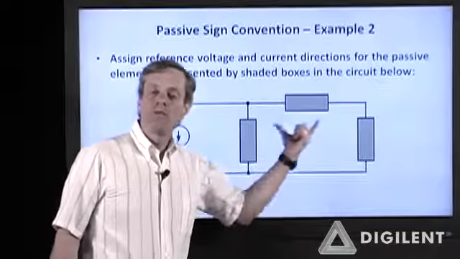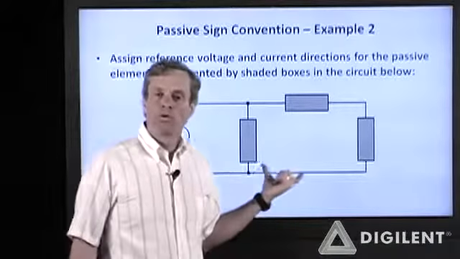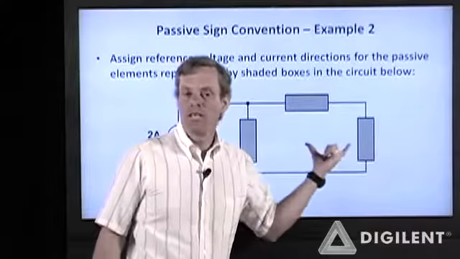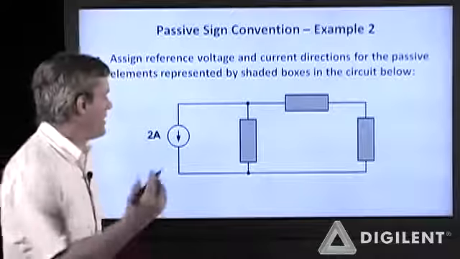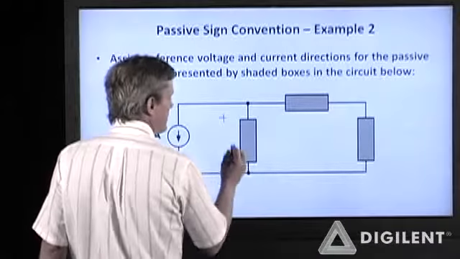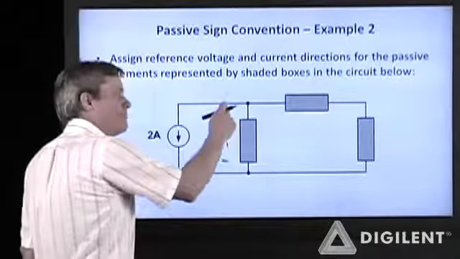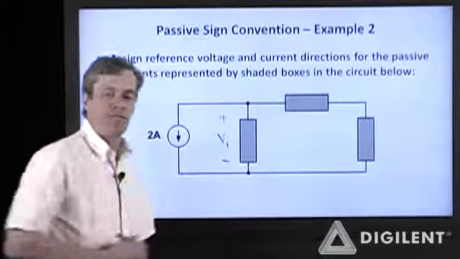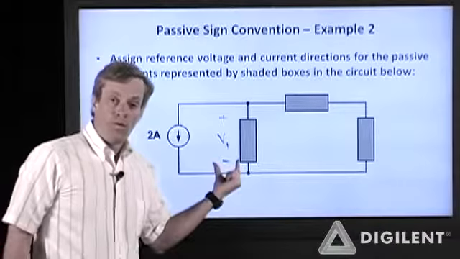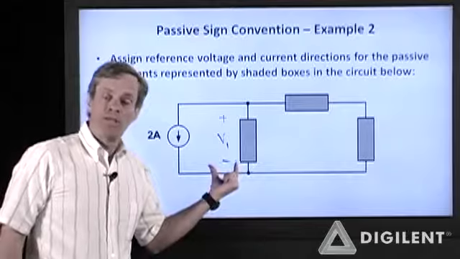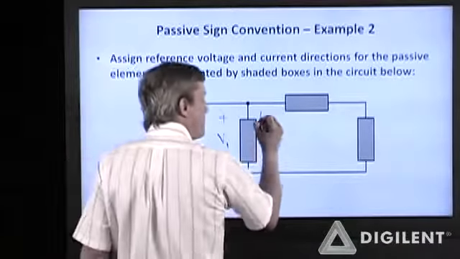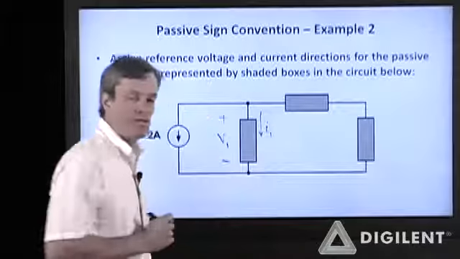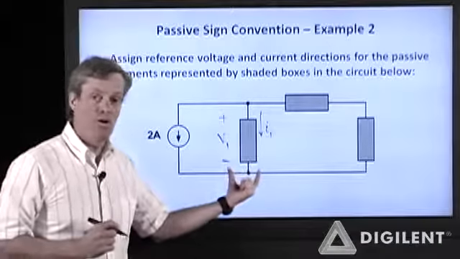Now I can assume either the current direction or the voltage polarity arbitrarily for each of these elements. So for this element, let's call it element 1, I'm going to assume that the voltage polarity is positive at this node relative to this node. That assumption individually doesn't matter. However, once I've made that assumption, I have to assume that I1 is going positive into this node.